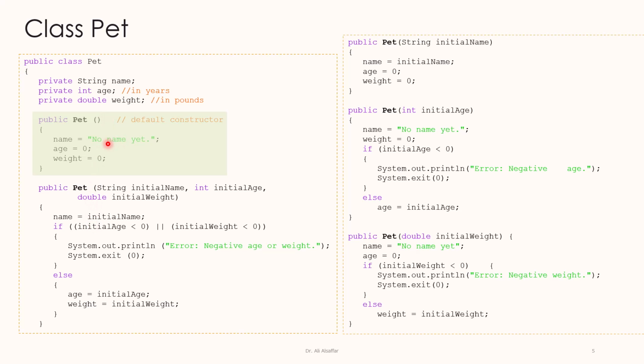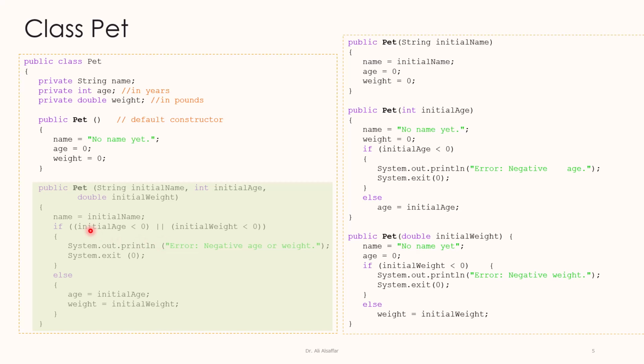And as you see, what does it do? It gives an initial value for the name of the pet, which is a string, by the constant "no name yet", and the default age is 0, and the default weight is 0 as well. Now for the second constructor, it has 3 input parameters: the name of the pet, the age of the pet, and the weight of the pet. So when you want to create an object and you already know the name, age, and weight, then you can use this constructor to create the object for this pet.